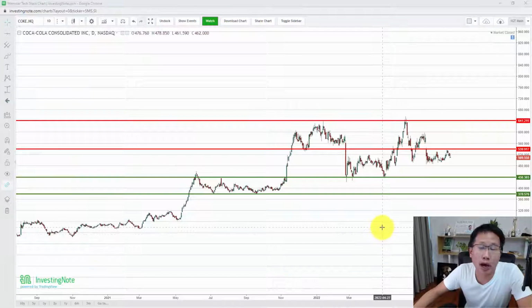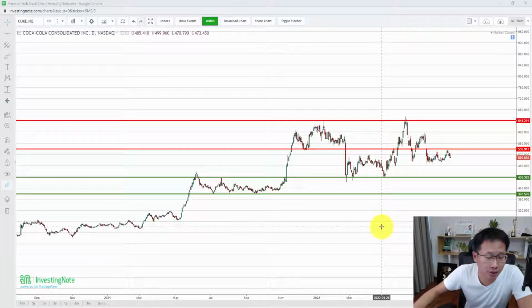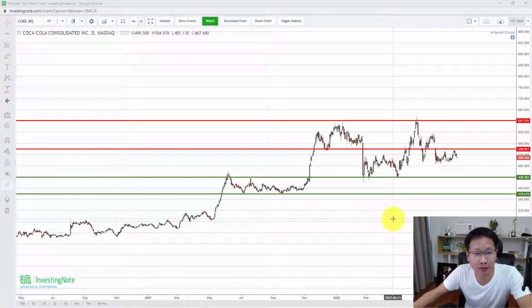Okay, next one will be Coca Cola. So we have drawn the horizontal support and resistance lines just now. And I would say that this company is pretty much in an uptrend over the long term.